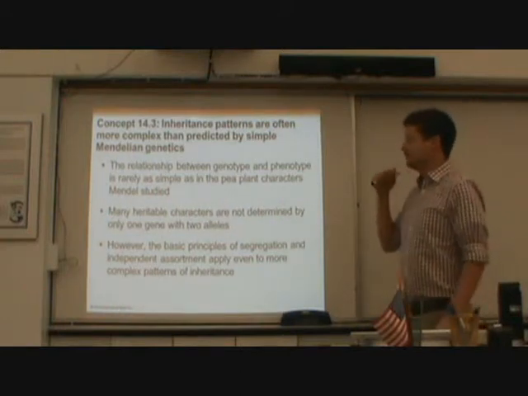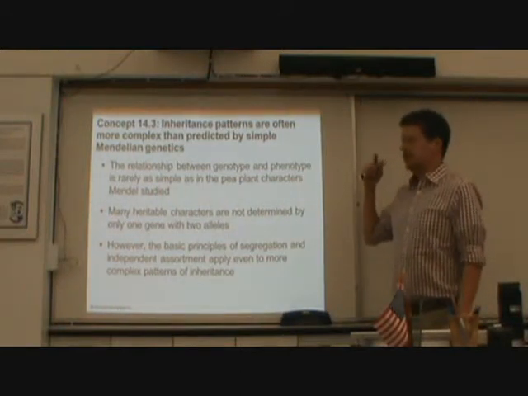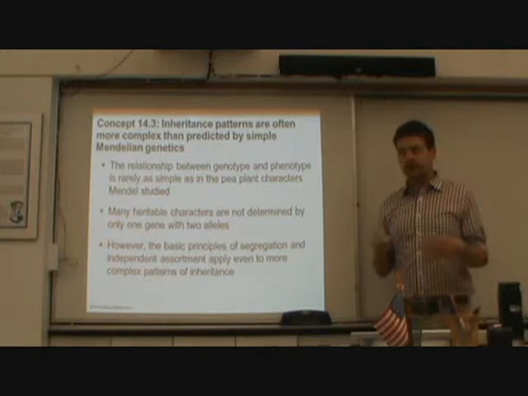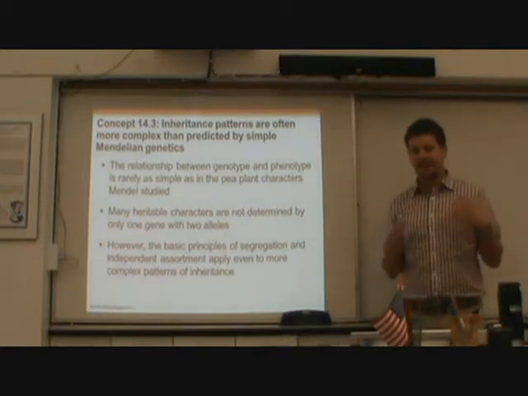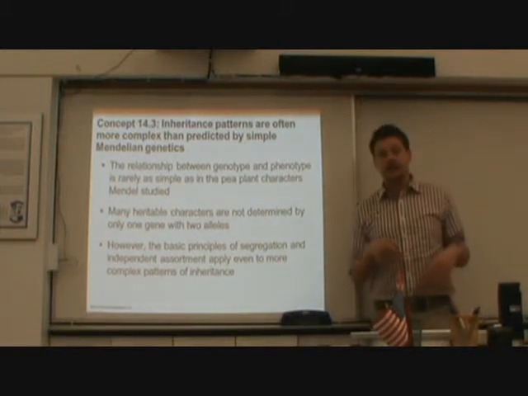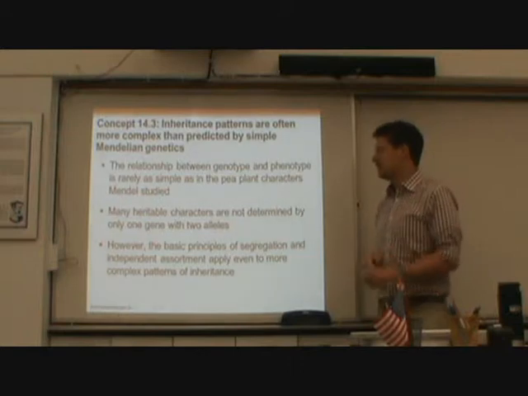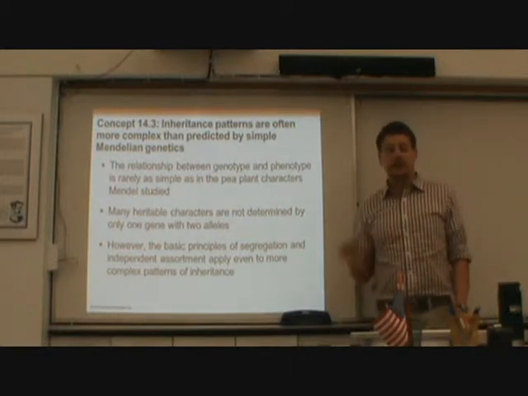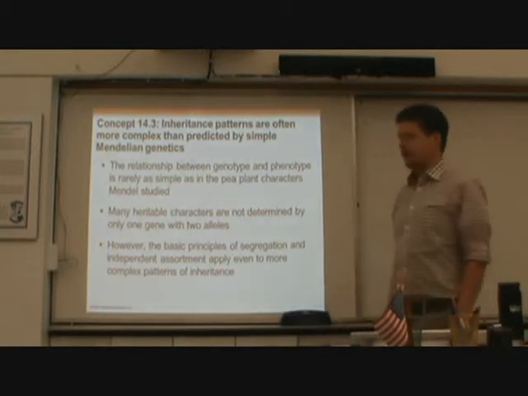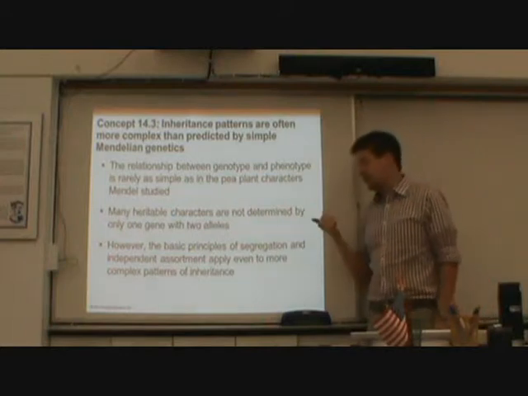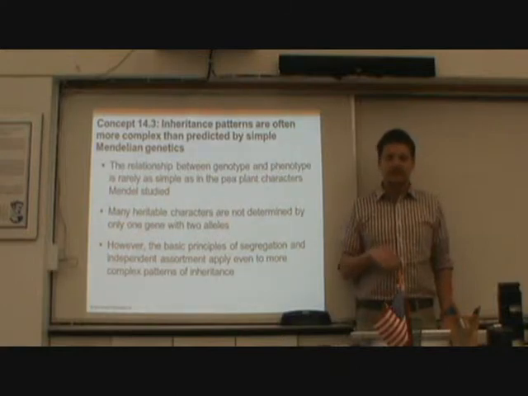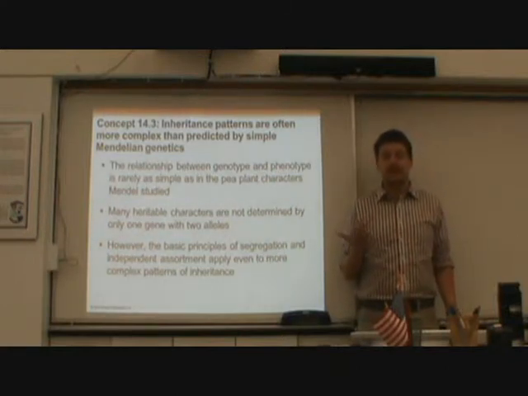Okay, so where was I? Well, we'll just start this over again. Inheritance patterns, or genetic stuff, is a lot of times a lot more complex than what Mendel kind of discovered. So let's go beyond those basic Mendelian genetics and look at some more complicated stuff that he wasn't really able to determine by his fairly simple experiments. A lot of times the relationship between a genotype and a phenotype is not going to be as simple as what Mendel discovered. In fact, most of the time it's going to be more complicated.